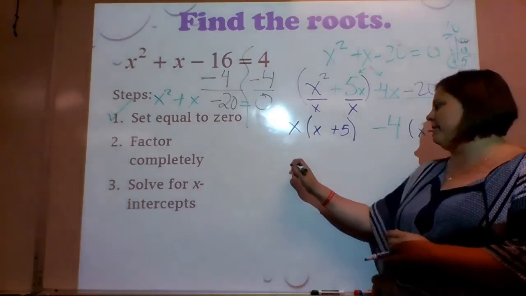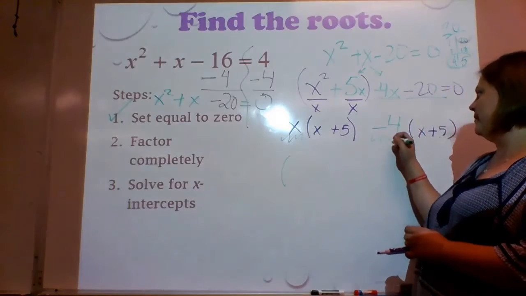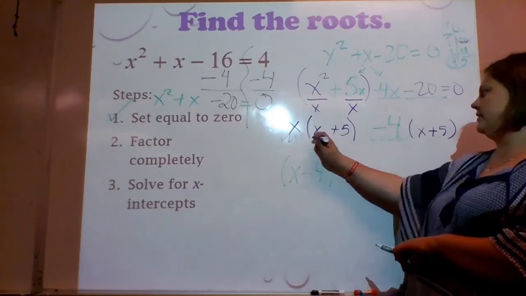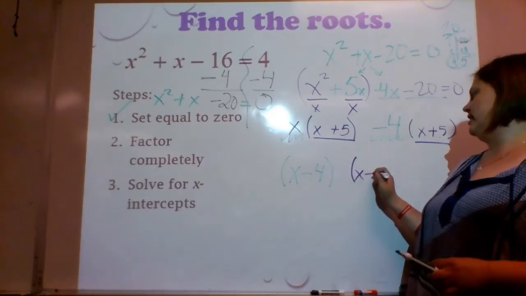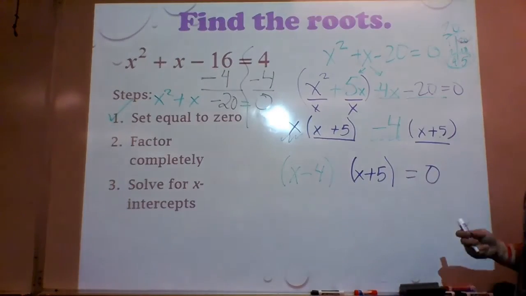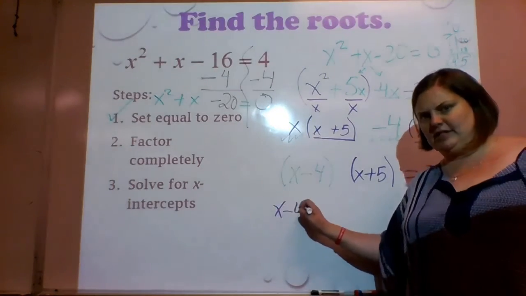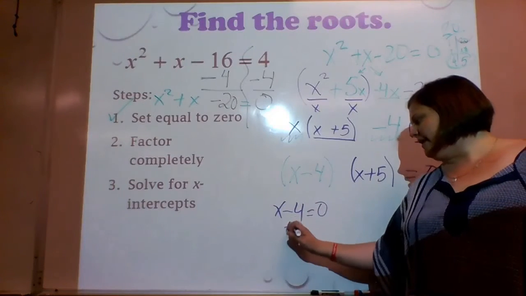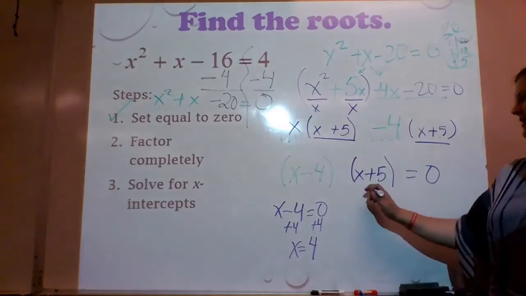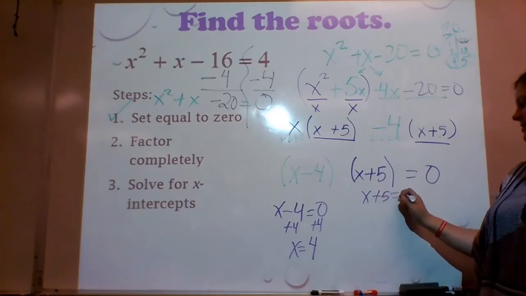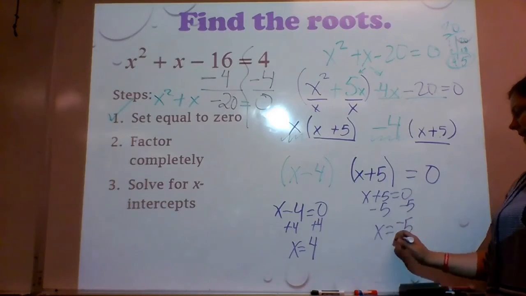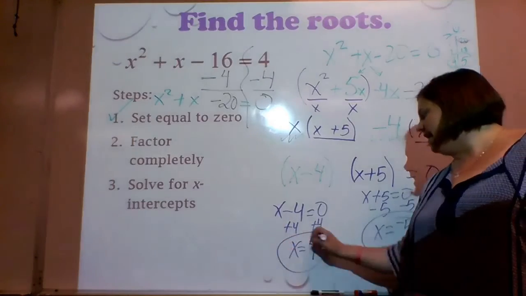Now I can write my binomials. I'm going to do this one, x minus 4. And then I'm going to do this one, x plus 5. All equals 0. Because remember, I'm still solving. So I'm going to say x minus 4 equals 0. I'm going to add 4 to both sides. X equals 4. Yay! X plus 5 equals 0. I'm going to subtract 5 from both sides. X equals negative 5. Man alive.